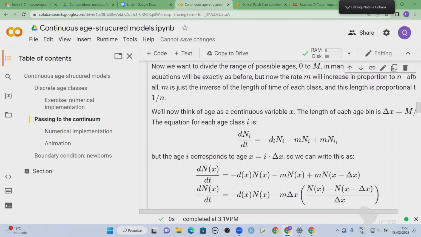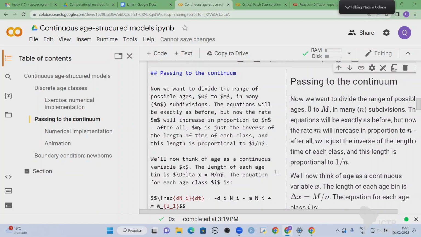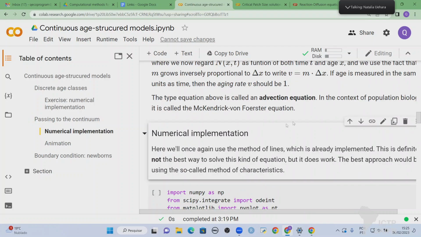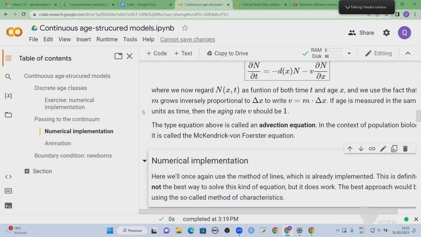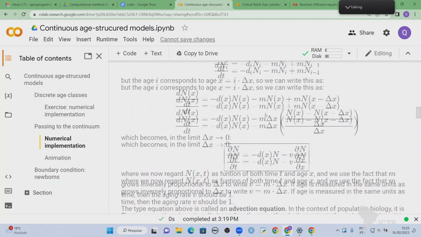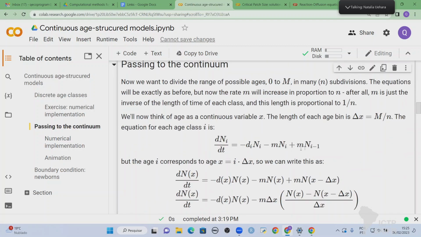I have the mortality, I have the aging, that is proportional to N_i, and I have, oh, there's an error over here. Yeah, this is minus, like this, okay? So I have individuals coming from the previous age class, okay? But now I want this i to actually correspond to an age x, okay?